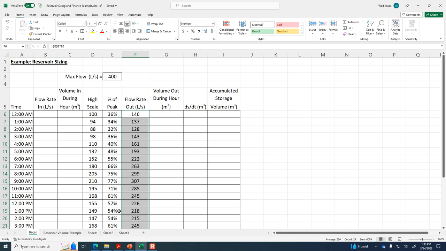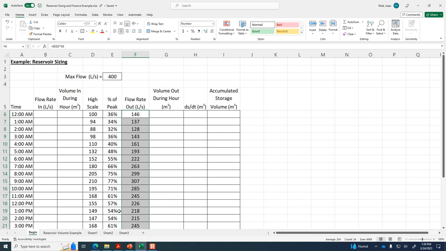Okay, so we've got this big reservoir, and there's a pipe coming in from the spring. Water is entering the pipe at a constant rate, and it's coming out at a variable rate. So sometimes the tank will be high, sometimes it will be dropping down, sometimes it will go back up again.